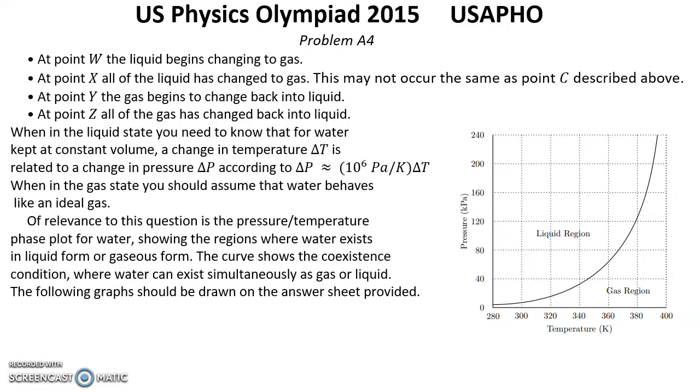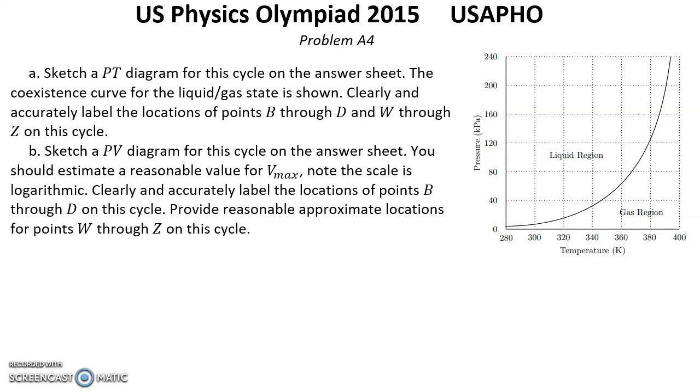The following graphs should be drawn on the answer sheet provided. Question A. Sketch a PT diagram for this cycle on the answer sheet. The coexistence curve for the liquid-gas state is shown. Clearly and accurately label the locations of points B through D and W through Z on this cycle.